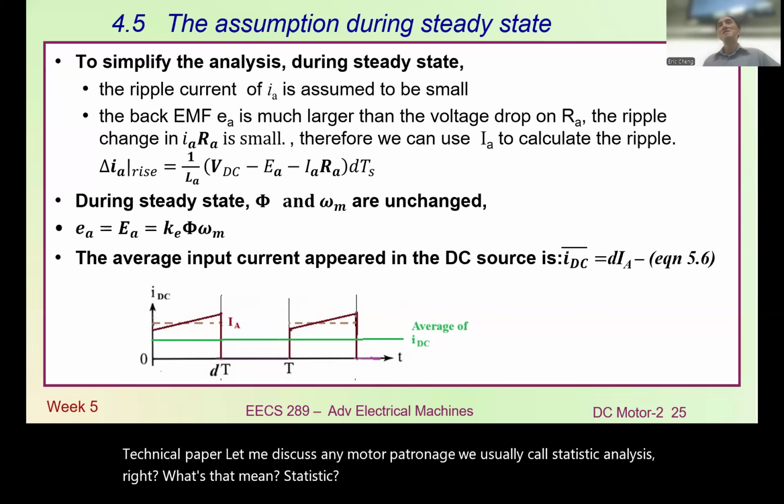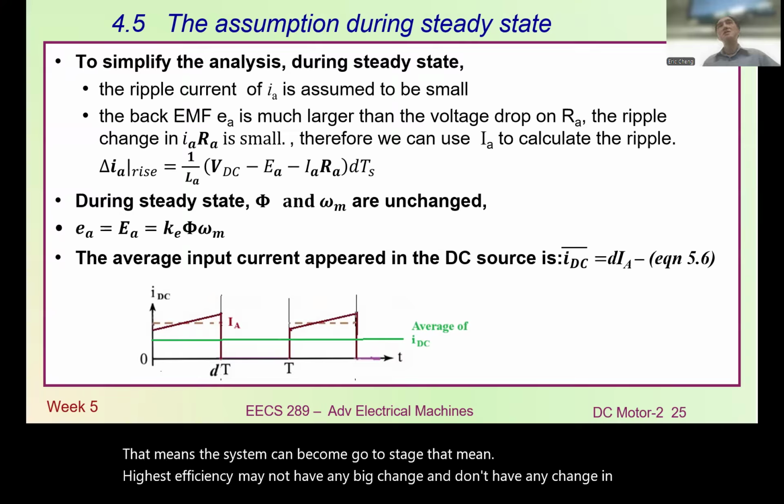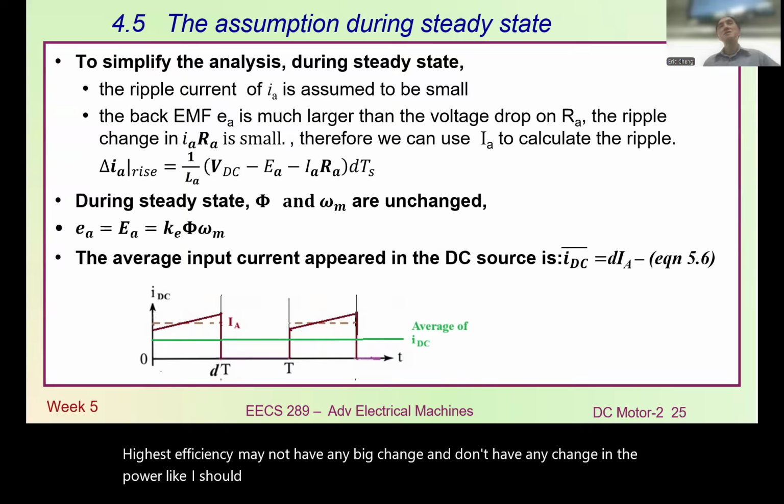Continuous current? The current may not be continuous. That means the system can go to a stage where it may not have any big change, and doesn't have any change in the power. Maybe I should say the system displays a period. Whether CCM or DCM, that is a steady state.